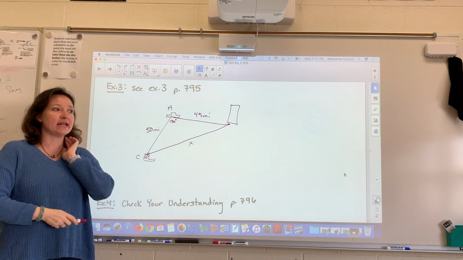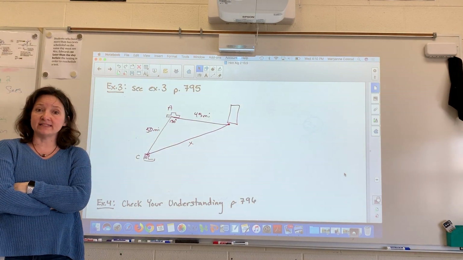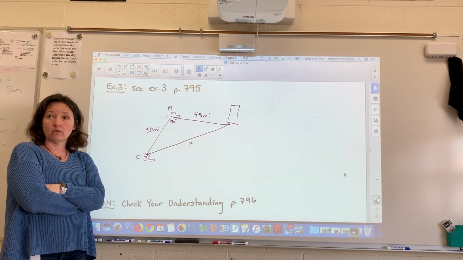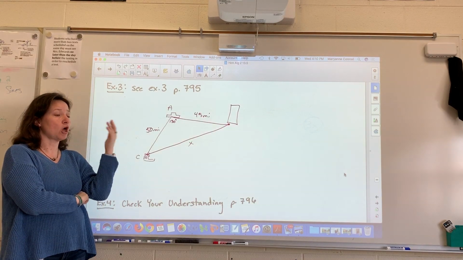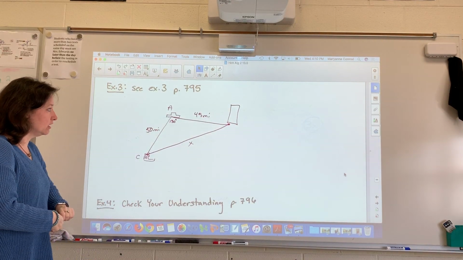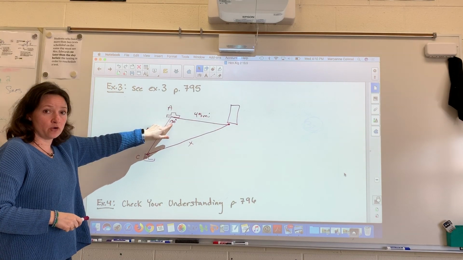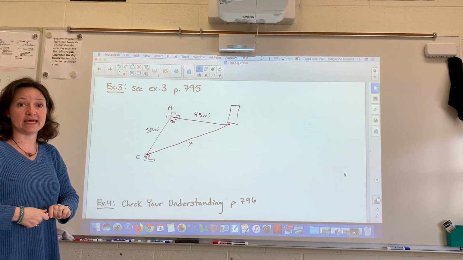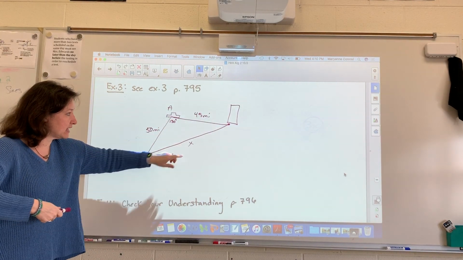Which of my laws can I use if I know two sides and the included angle? I can use law of cosines. Law of sines won't work. So since this is the angle I know, what is my entire formula going to equal? That's right, the side across from it.